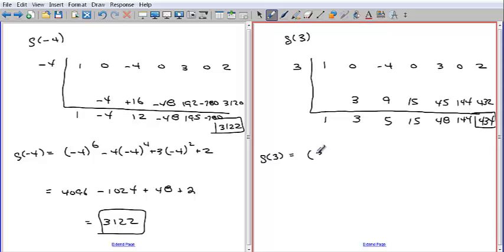Plug it in. 3 to the 6th minus 4 times 3 to the 4th plus 3 times 3 squared plus 2. 3 to the 6th power is 729. 3 to the 4th power, 81 times 4 is 324, so minus 324. 3 times 3 squared, that's 3 cubed, which is 27, plus 2. 729 minus 324 plus 27 plus 2 is 434.